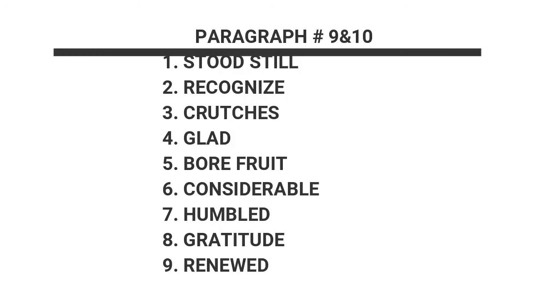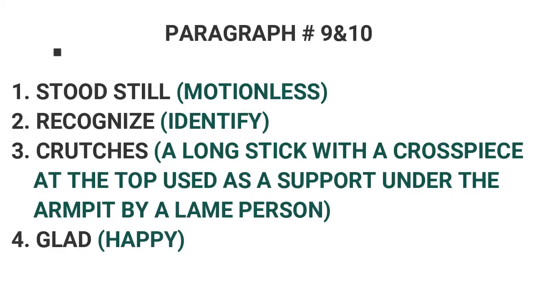First word in paragraph 9 is stood still. Our next word is recognize. Third word is crutches. Fourth is glad. Next word is bore fruit. Paragraph 10, first word considerable. Then there is a word humbled. Next word is gratitude. And the last word is renewed. Let us discuss the meanings now.